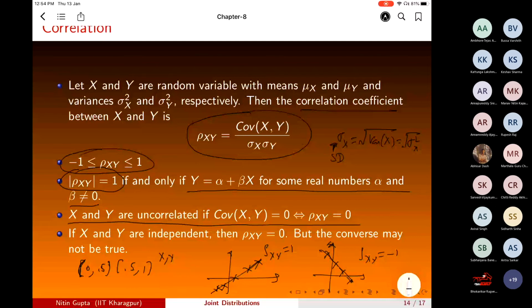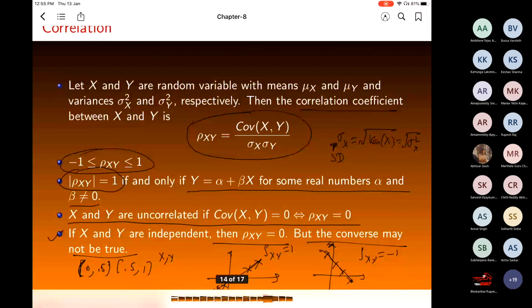Okay, so in this fashion, if x and y are independent, then the correlation coefficient is 0, but the converse may or may not be true. The same example will work. The example which we have just given will work for this. X and y are independent, then the correlation coefficient is 0, but the converse may not be true.